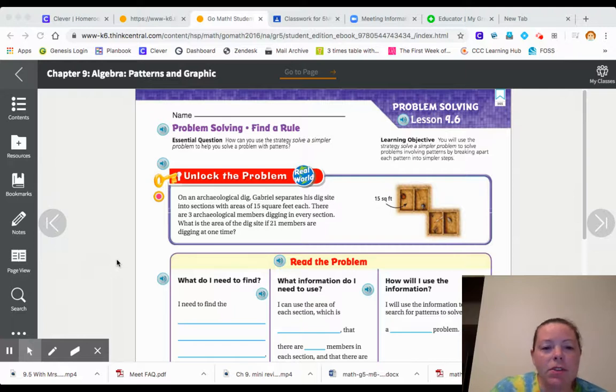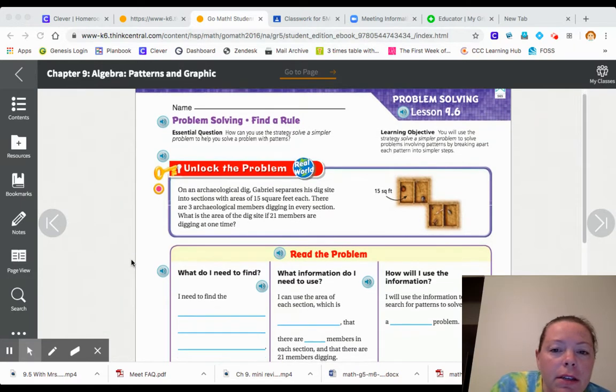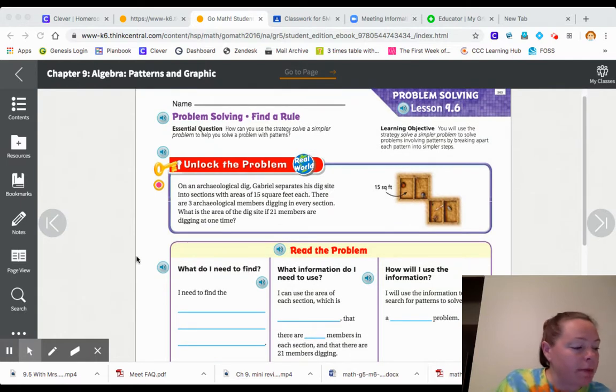Hi guys, today's lesson is a continuation of yesterday's lesson. We're going to be using rules and patterns to help us solve problems. So let's take a look at the unlock the problem. This, if you want to follow along, is on page 565 of your textbook.